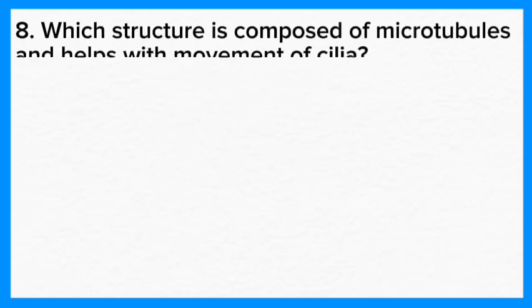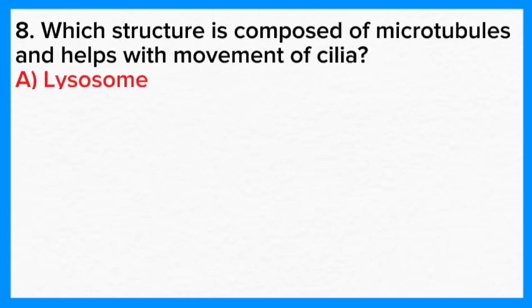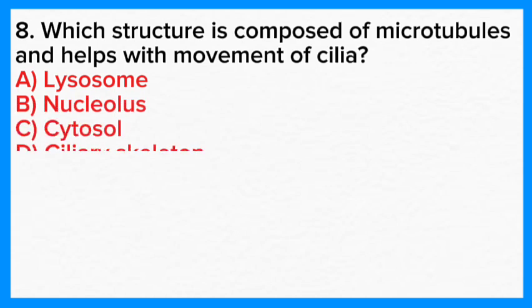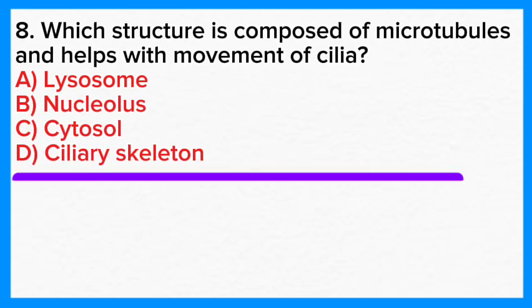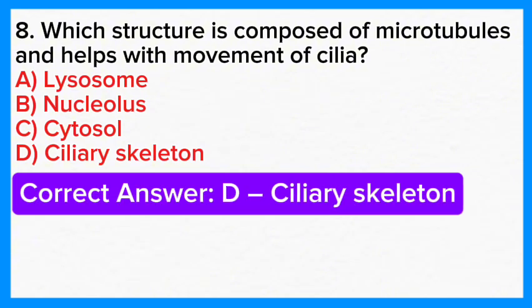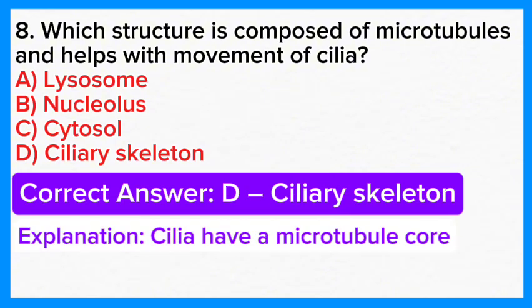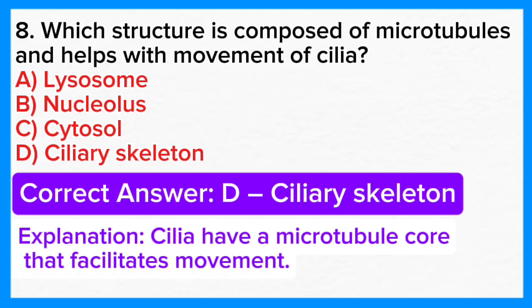8. Which structure is composed of microtubules and helps with movement of cilia? A. Lysosome, B. Nucleus, C. Cytosol, D. Ciliary skeleton. Correct answer, D. Ciliary skeleton. Explanation: cilia have a microtubule core that facilitates movement.